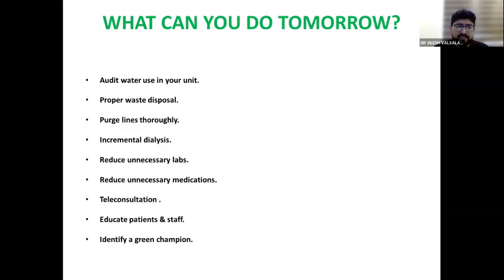You can purge lines thoroughly. You can do incremental dialysis. Find out whether the patient requires 3 per week or not; for patients who require 2 per week, you start dialysis at 2 per week and then increment to 3 per week. You can check their Kt/V and URR and find out whether they are adequately dialyzed. Reduce unnecessary labs as far as possible. Reduce unnecessary medications. Try to get teleconsultation in place so that some patients can avoid coming to the hospital, whoever is very healthy, without complications, stable patients.